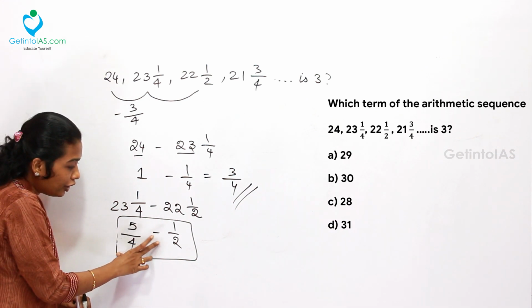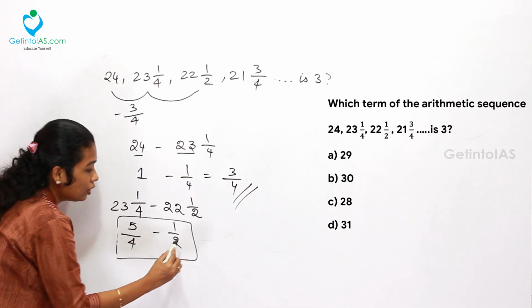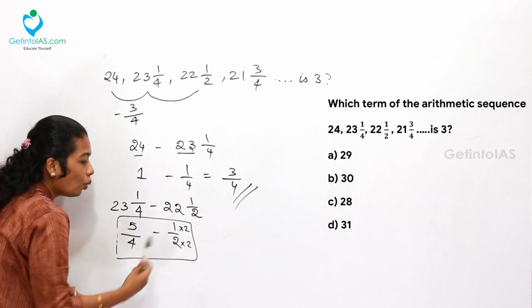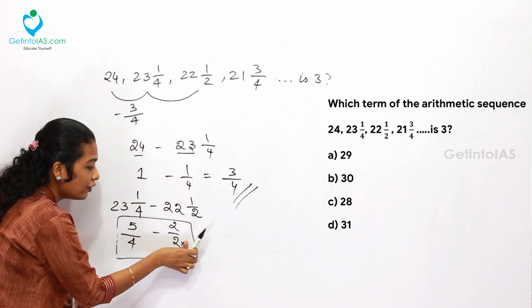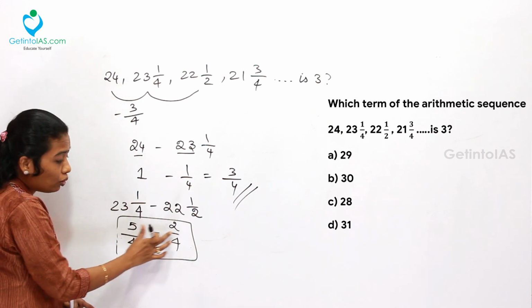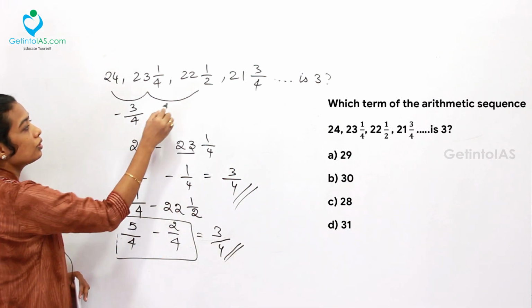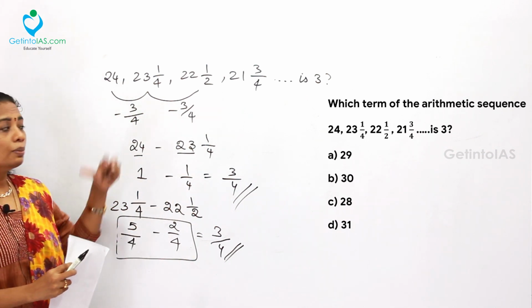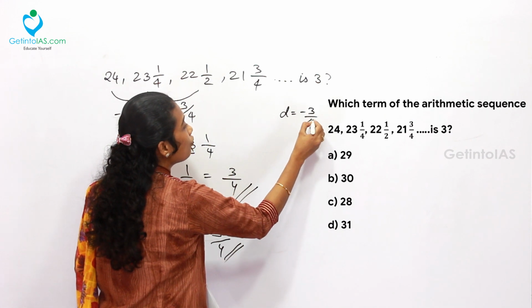So what is 5 by 4 minus 1 by 2? First we want to make the denominators the same. So into 2 here, and into 2 here also. Here it will become 1 into 2, which is 2, and 2 into 2, which is going to be 4. So 5 by 4 minus 2 by 4 is 3 by 4. Here also we got it. So the difference is minus 3 by 4. Everywhere minus 3 by 4. We can say the difference is minus 3 by 4.